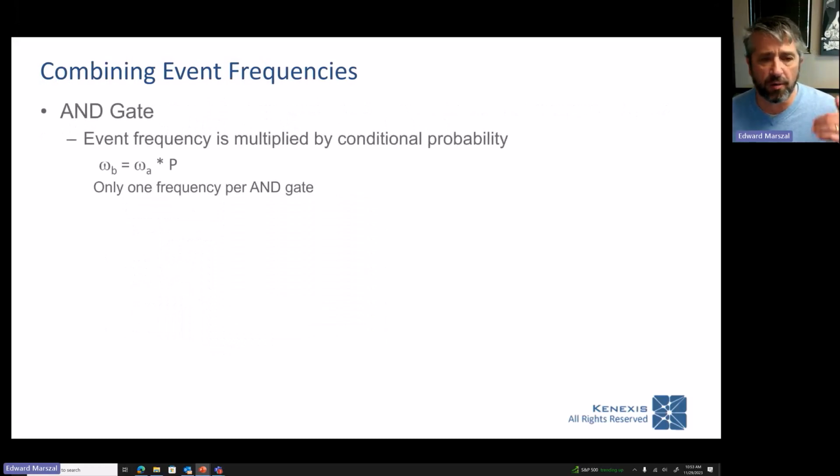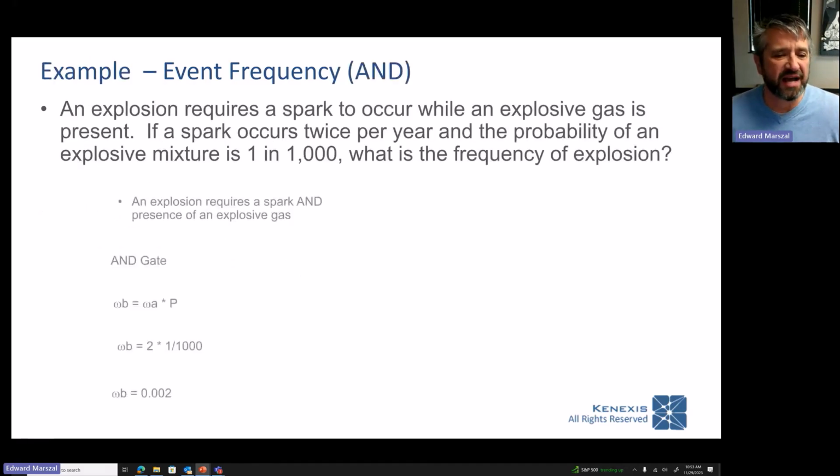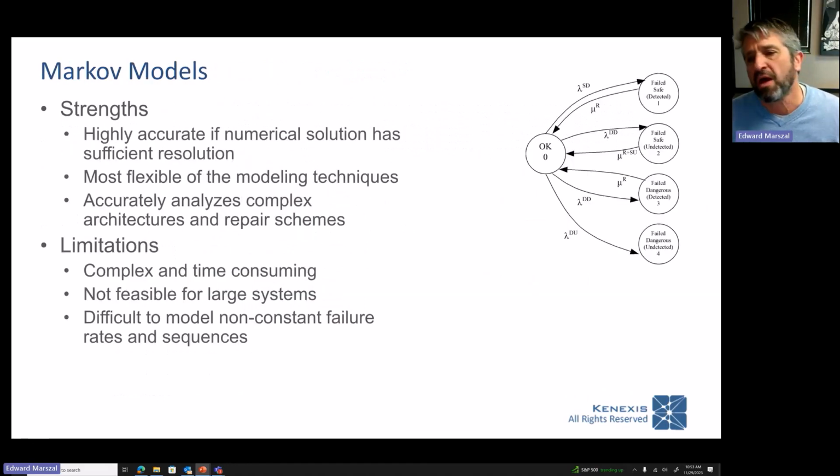There's also probability multiplication for ANDs, and you can do your probability math for AND gates where you multiply or OR gates where you add. You can apply them to frequencies and also to probabilities under certain sets. So that's a little bit of a precursor, a little review of stuff that you already know.